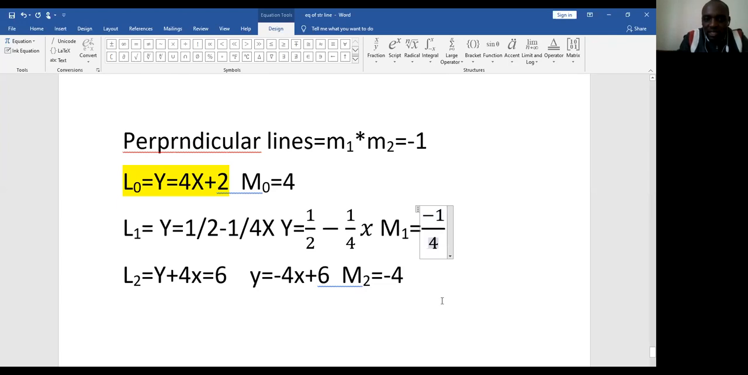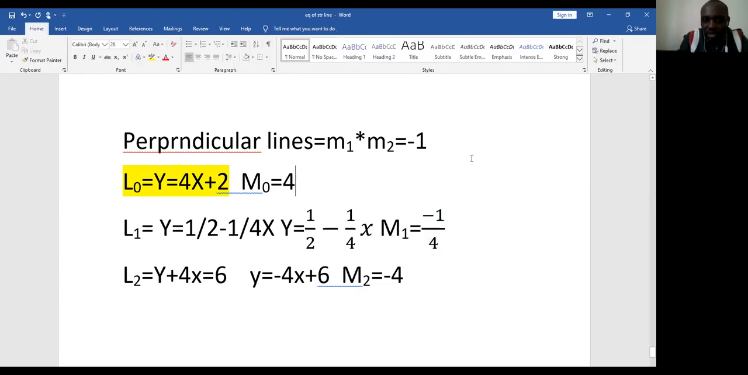Now we said if we multiply the two gradients, the answer should be equal to negative 1. So the gradient of line 0 is equal to 4, line 1 is negative 1 over 4, and line 2 is negative 4. Now let me start testing here. I'm left with 1 minute. Let me take M0 and multiply it with M1 and see the answer, and then consequently multiply M0 with M2 and see what the answer is going to be.